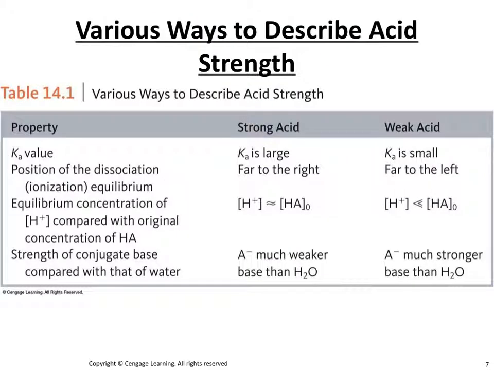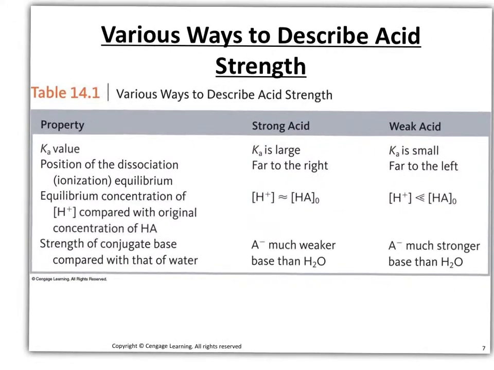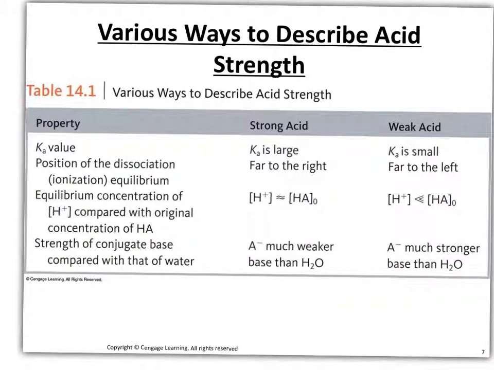Okay? Various ways to describe, again, I think that I showed you all this. If it's a strong acid, the Ka is large. Now, what is another way to say large? Greater than 1. So we know that K is equal to products over reactants, right? So how is K large in terms of the math?